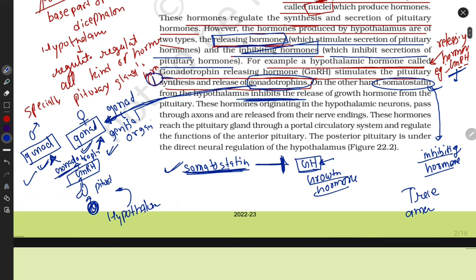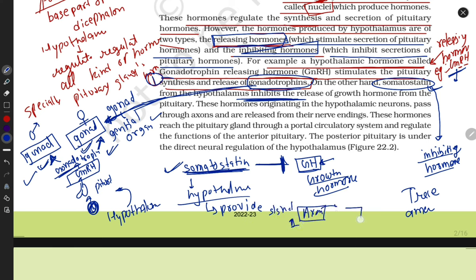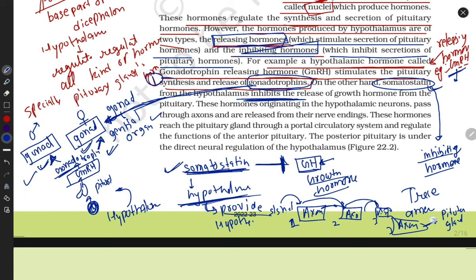How does somatostatin work? The NCERT says it is released from the hypothalamus, which provides a signal to an axon, and this axon provides the signal to the next axon, and so on: first axon to second, second to third, third to fourth, and finally it reaches the pituitary gland. The pituitary gland accepts the order and releases somatostatin, and this goes and inhibits growth hormone.